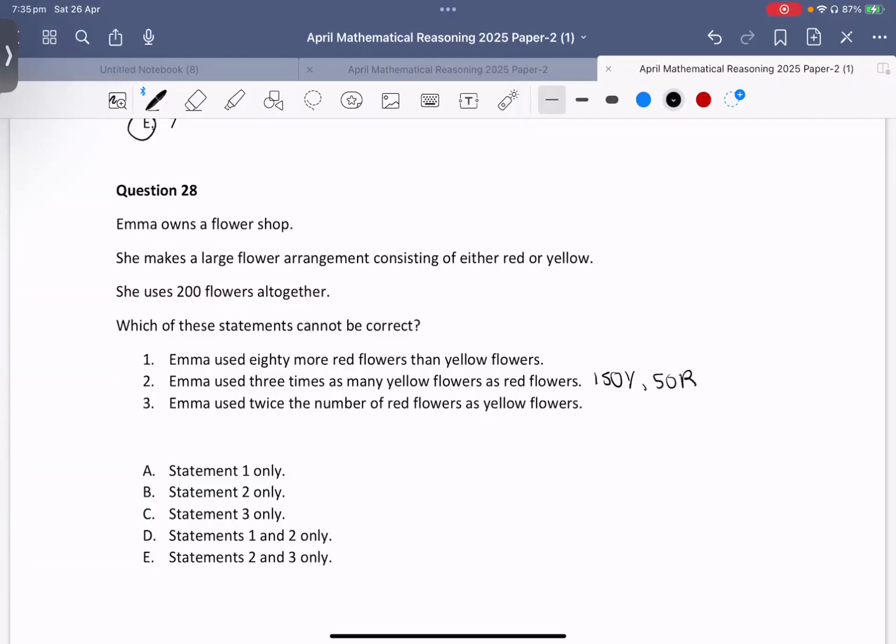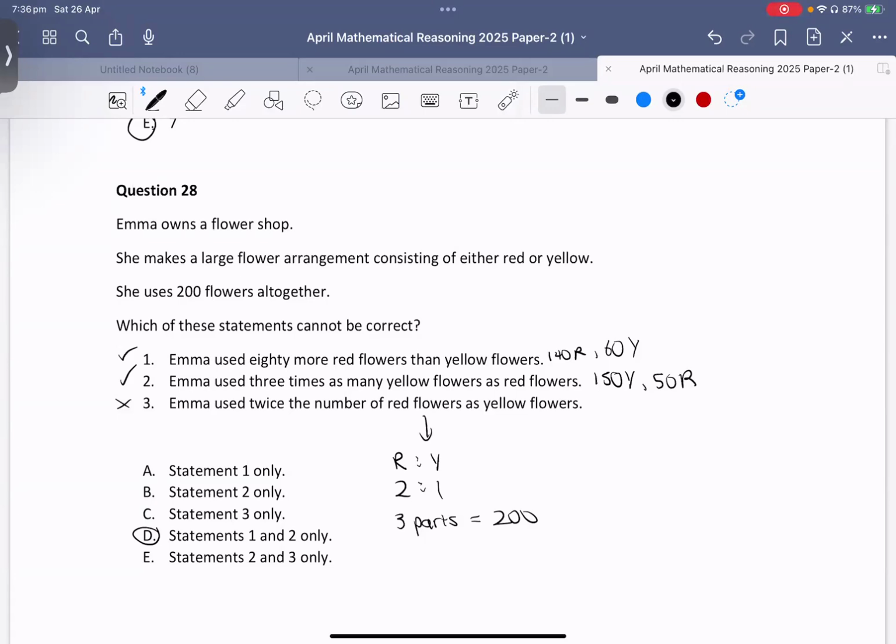And if we have a check of number one, using 80 more red than yellow, you could do that, which is 140 red and 60 yellow. And Emma used twice the number of red flowers compared to yellow flowers. How we can check this is, if we write this in a ratio, it should look like 2:1, right? The total number of parts here is 3, and the total number of flowers here is 200, right? So we can't divide this nicely because 3 doesn't divide nicely into 200. So the one that doesn't work here is 3, but these two both work. So statements 1 and 2 only.